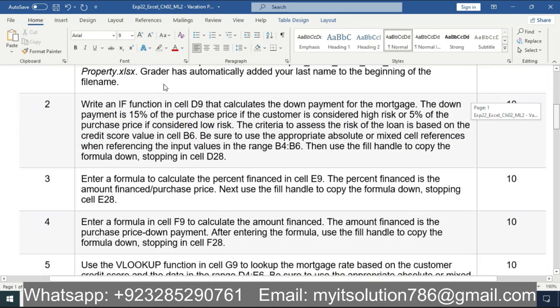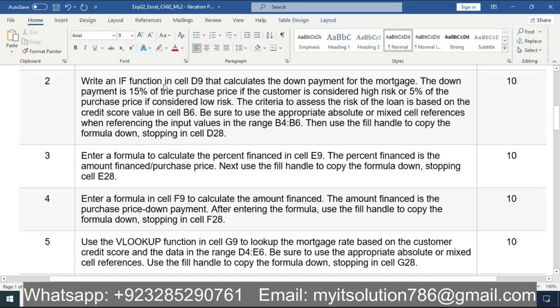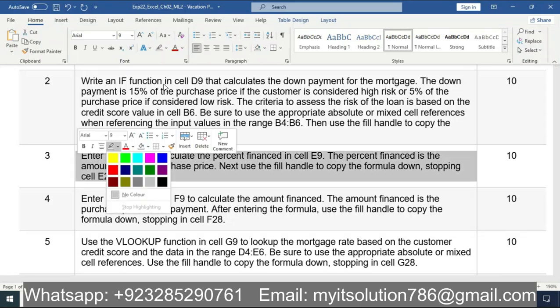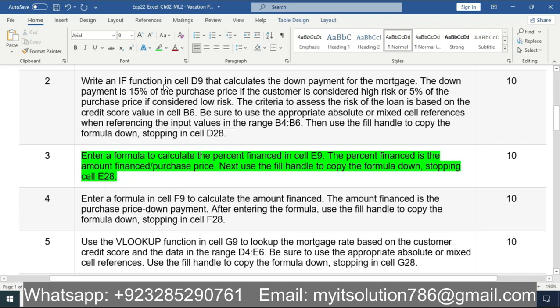So our third step is enter a formula to calculate the percent financed in cell E9. The percent financed is amount financed divided by purchase price. Next, use the fill handle to copy the formula down, stopping in cell E28. So in this step we enter a formula to calculate the percent financed in cell E9.